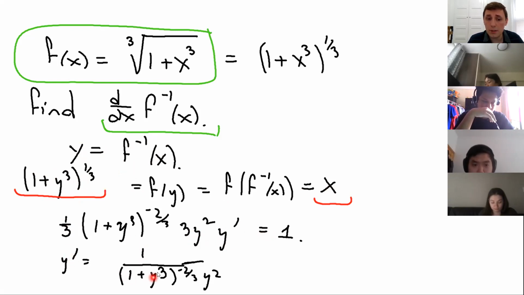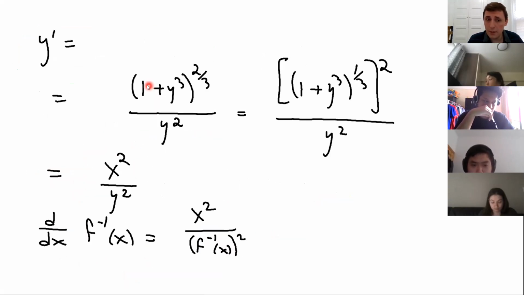It's 1 over 1 plus Y cubed to the power of minus 2/3 times Y squared, which becomes, if I flip it, 1 plus Y cubed to the power of 2/3. And I recognize that this looks like 1 plus Y cubed to the 1/3 squared divided by Y squared. So the numerator is right away simply X squared. The denominator here, Y squared, I don't have a formula for Y. So I just write it as X squared over F inverse squared.